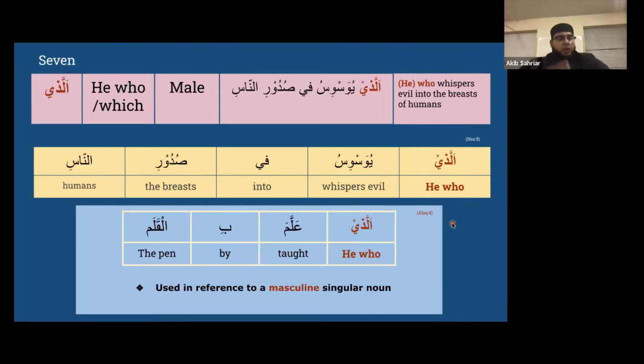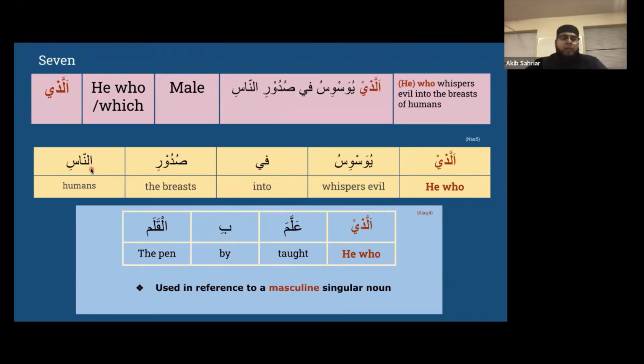So fi, into or inside, sudur, the plural of sadr, which means your chest, your hearts, your breast, meaning the hearts inside of you. Shaitan whispers into that so that people can become astray and then do bad things. Annas, as we all might know, means humans, people, ya ayyuhan nas, right? Oh people. So shaitan is the one who whispers into the people, right? So shaitan, the noun, or his name or title, is not mentioned in this verse, but it's mentioned in the previous verse.